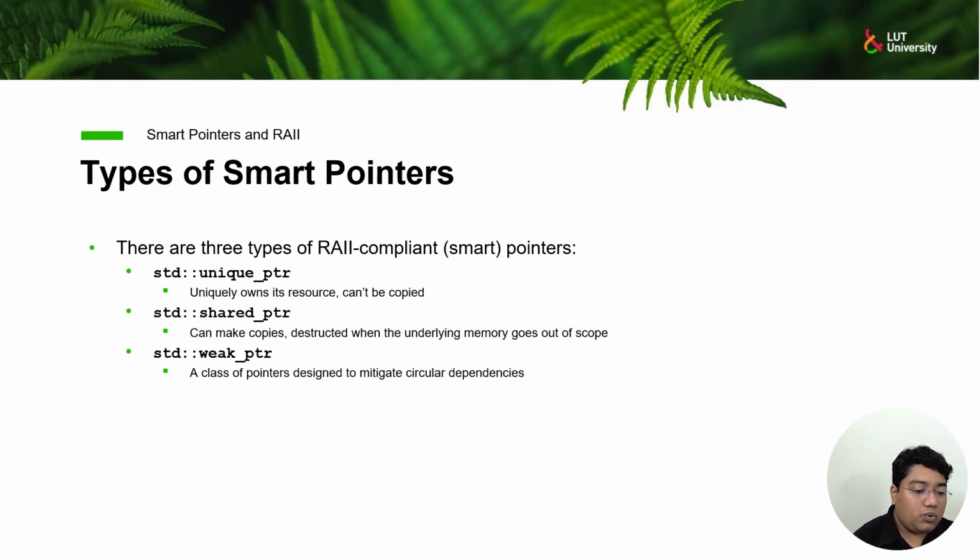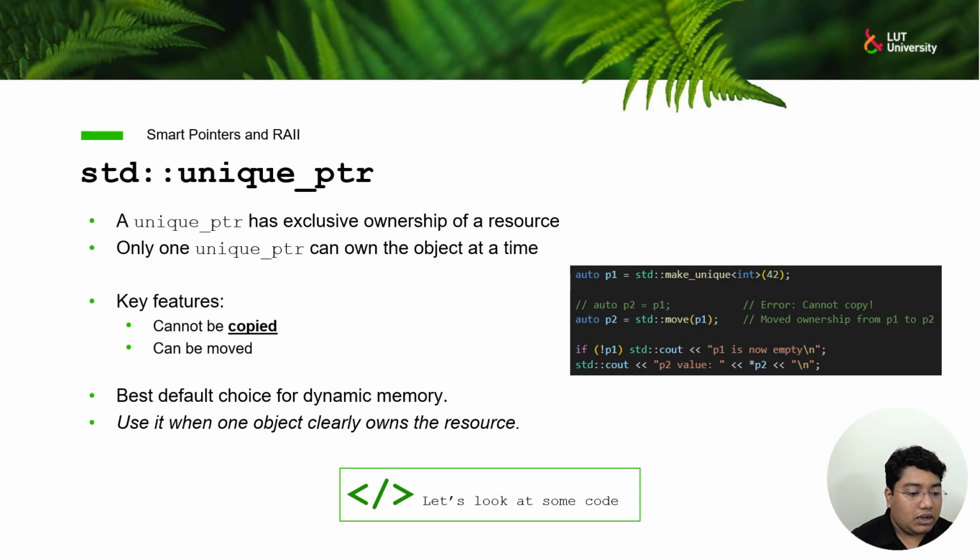If you're wondering which one you should use by default, the answer is almost always the standard unique pointer. Only move to shared pointer if you really need shared ownership, and only use weak pointer when you specifically need a non-owning reference. So let's begin with the simplest and the most common smart pointer.